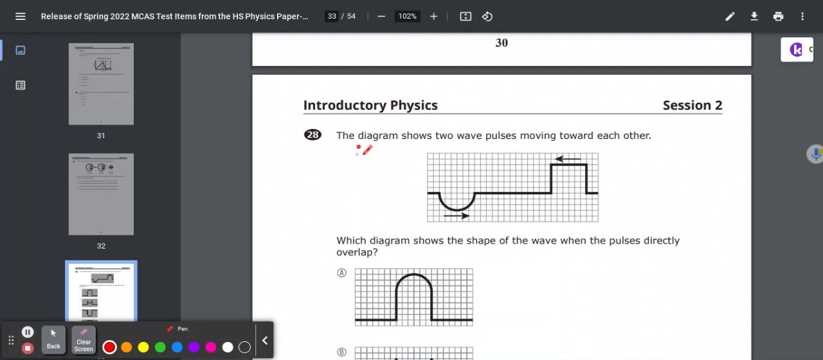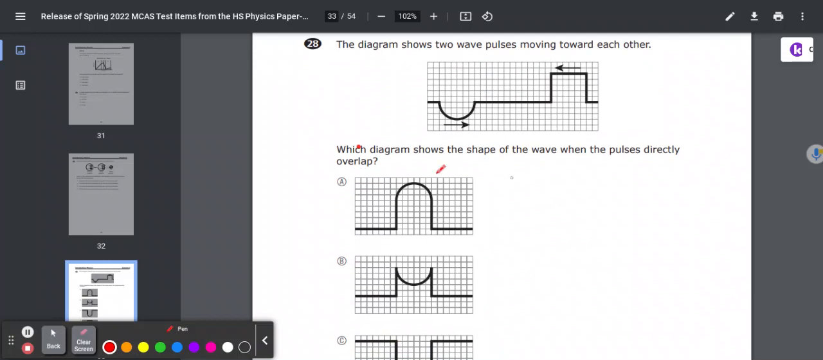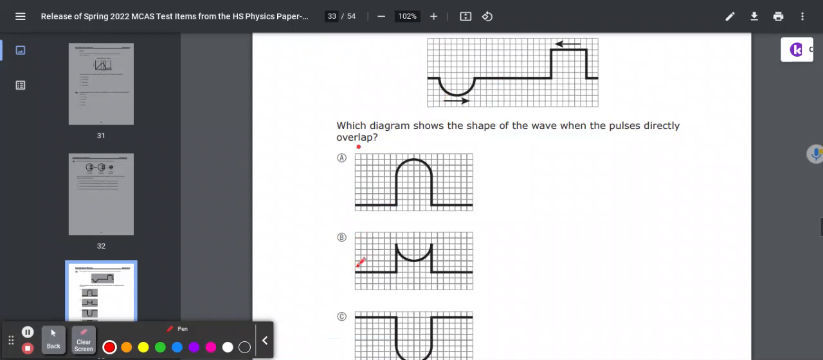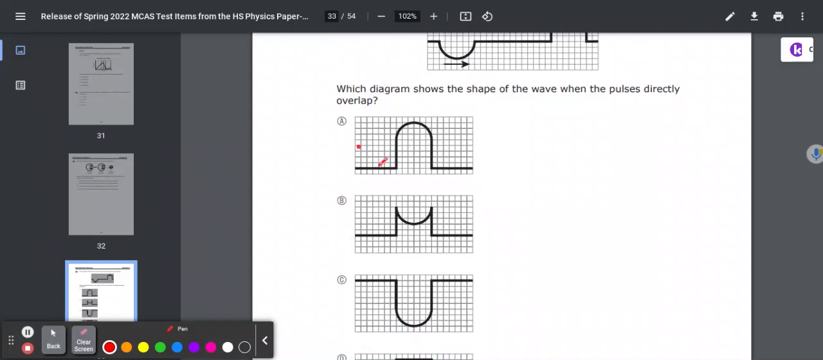Another question about waves. The diagram shows 2 waves that are interfering with each other. When they interfere, the overlap should decrease the overall amplitude. So it's obvious that the answer that makes sense is choice B.